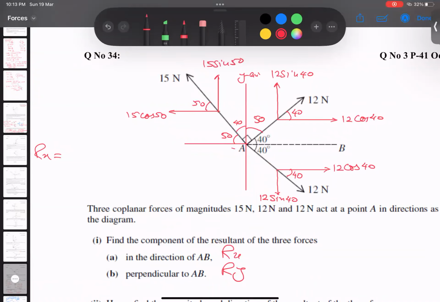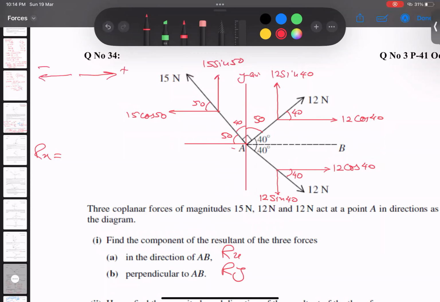Rx, and you know it very well. What is the basic criteria? The right side forces I take as a start from here. This is positive, and this is negative. Repeat again: rightward forces we take positive, leftward forces we take negative.